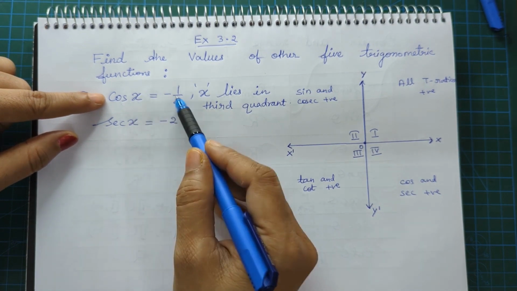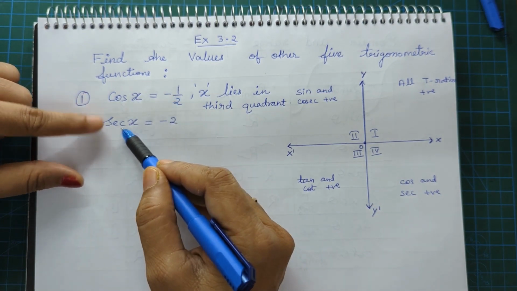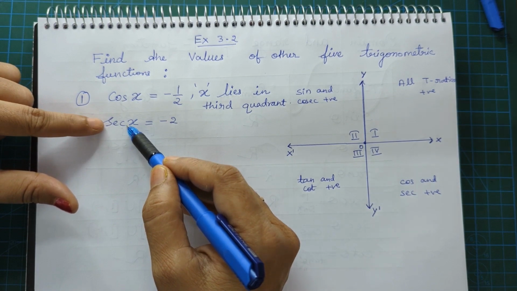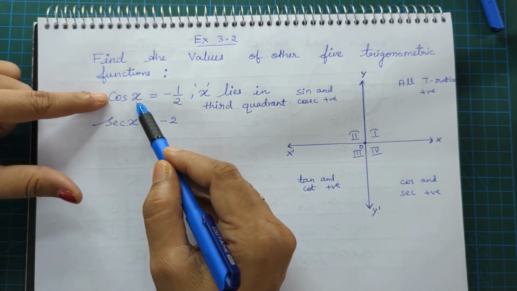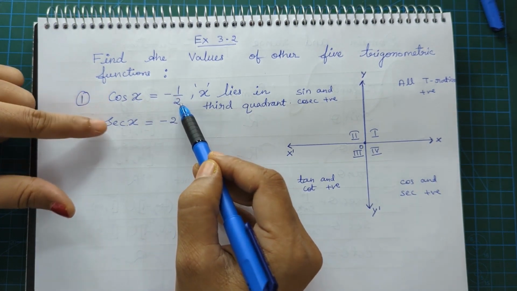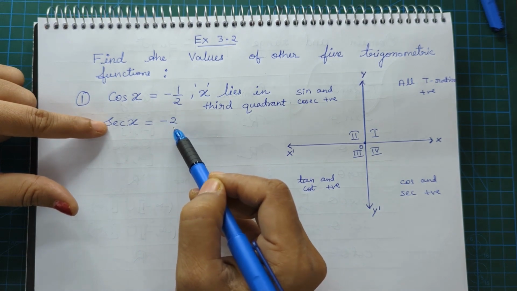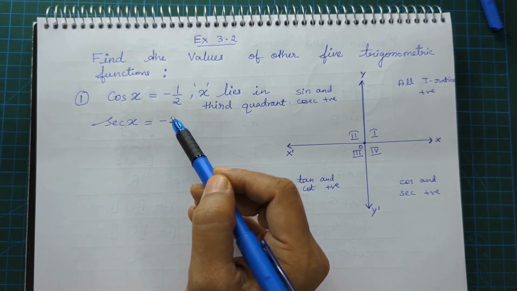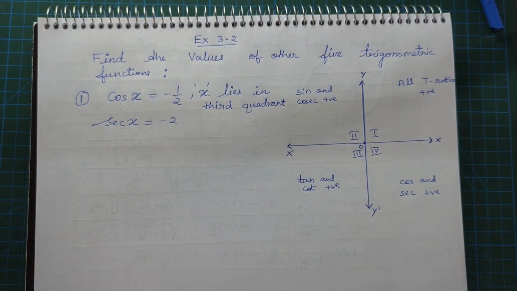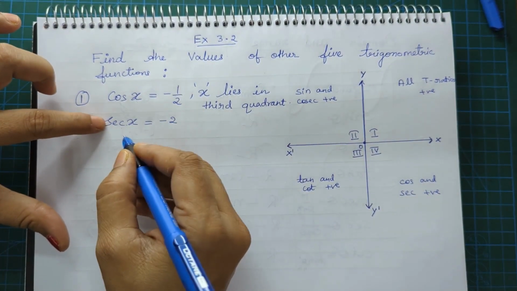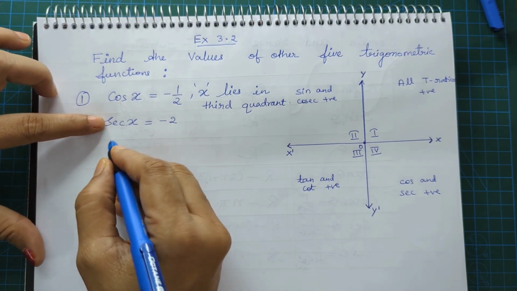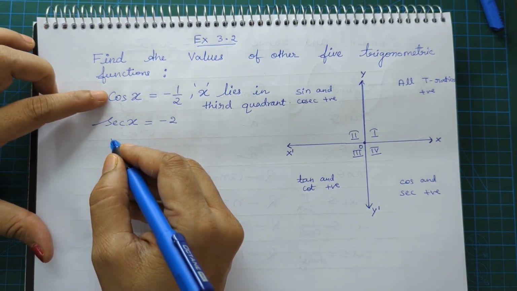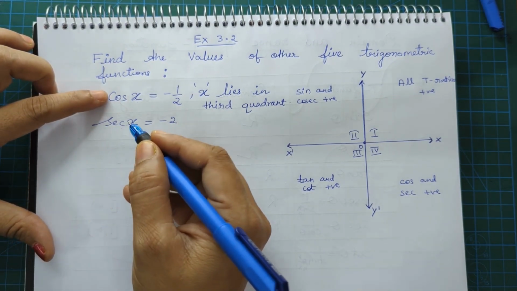By the time when I wrote this, instantly I wrote sec also. Why? Because cos and sec are reciprocal ratios. If cos of x is negative 1 by 2, then sec of x is negative 2 by 1. Now from here we have to extract the remaining 4 trigonometric ratios. See, when we know sec, we can know tan also. And when we know cos, we can find sine also using the trigonometric identities.